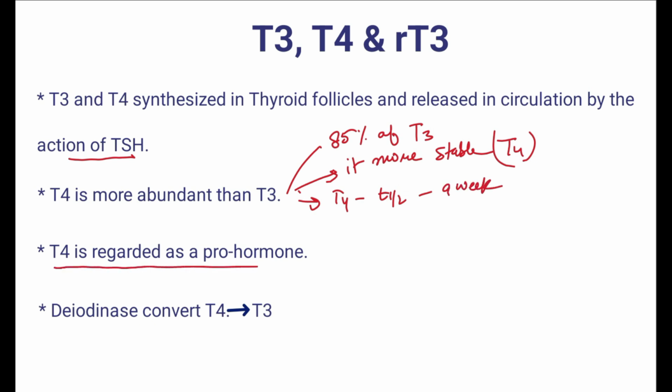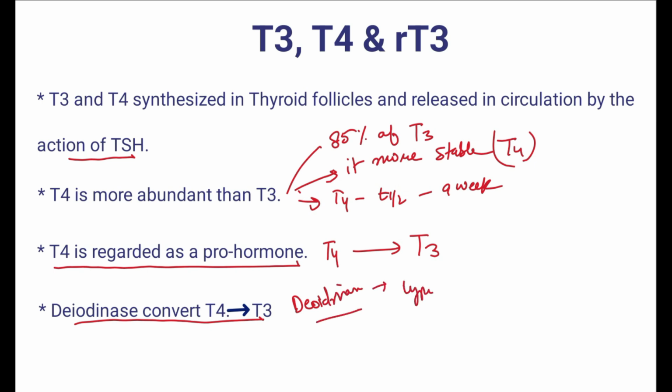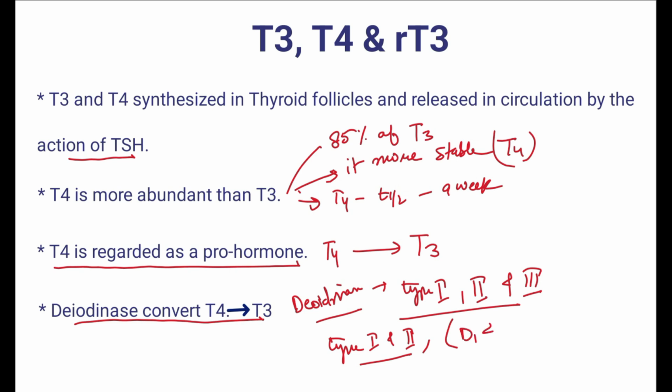T4 is regarded as the pro-hormone because it has to convert to T3 to have its action. The deiodinase enzymes help in conversion of T4 to T3, which happens in the peripheral cells. We have different types of deiodinase: deiodinase type 1, type 2, and type 3. Deiodinase type 1 and 2 are also denoted as D1 and D2. T3 is the more active form than T4. The half-life of T3 is around 18 hours.